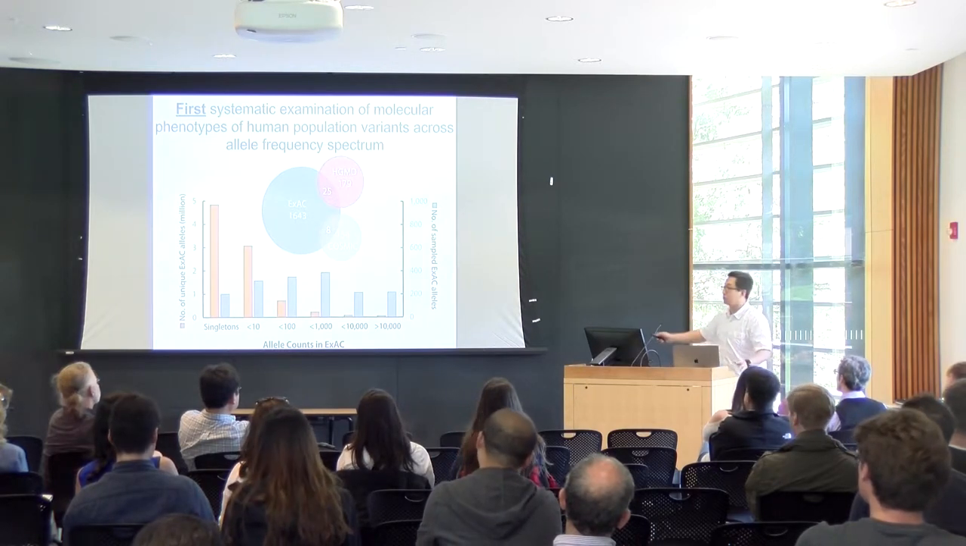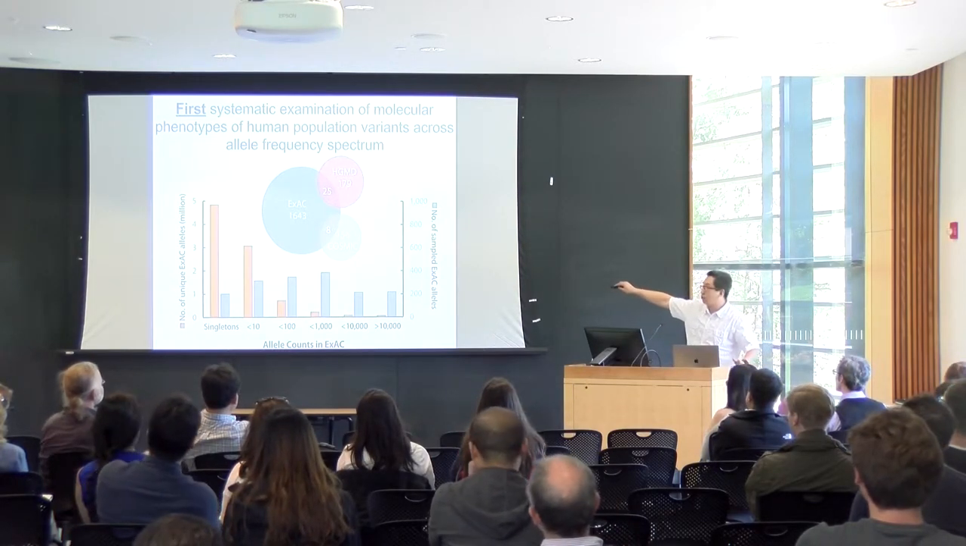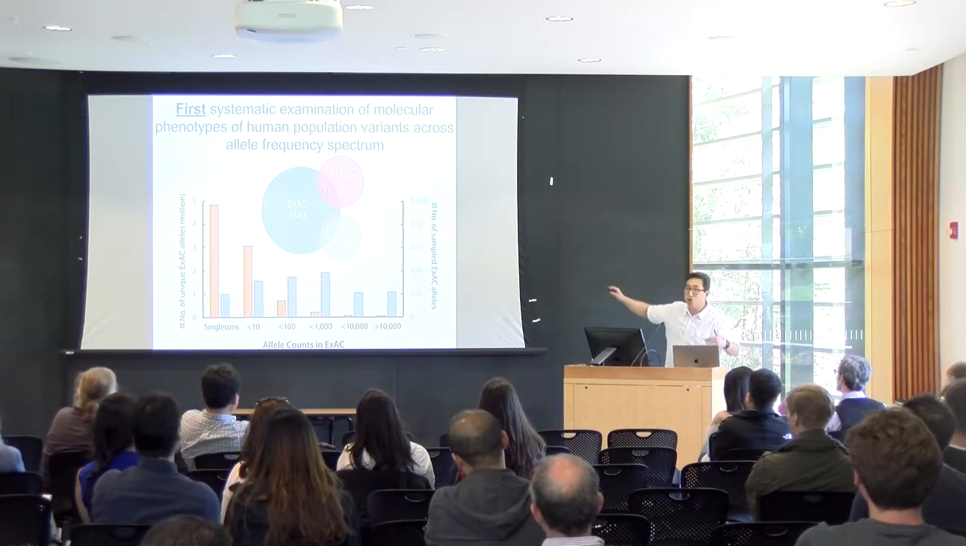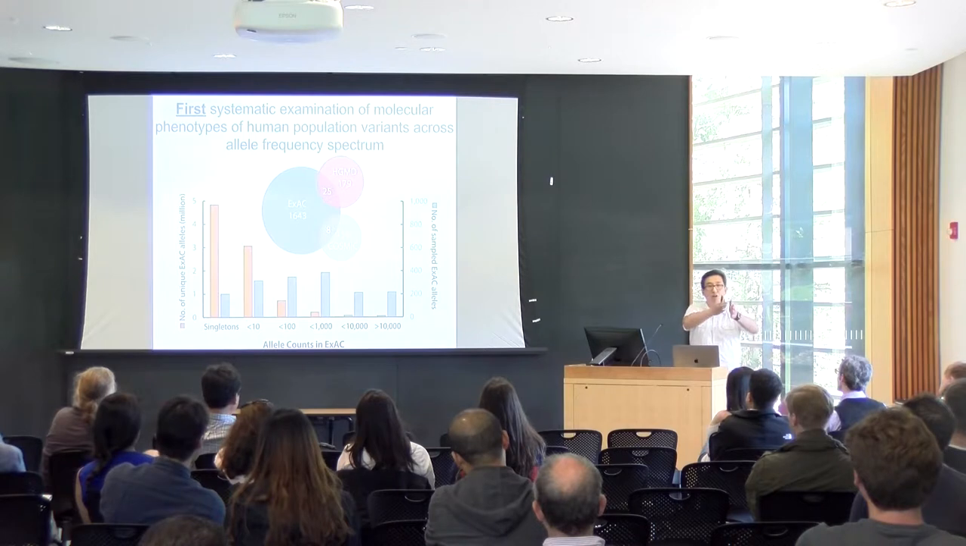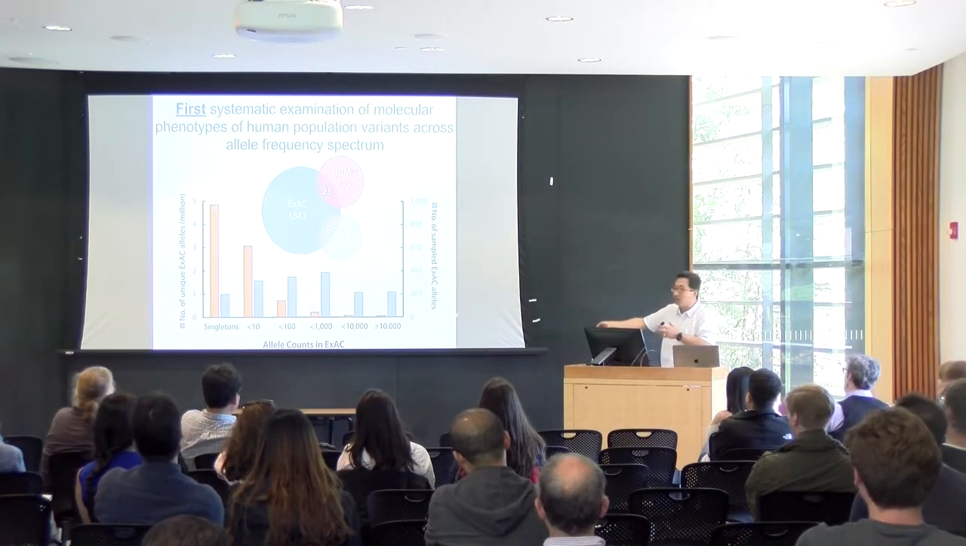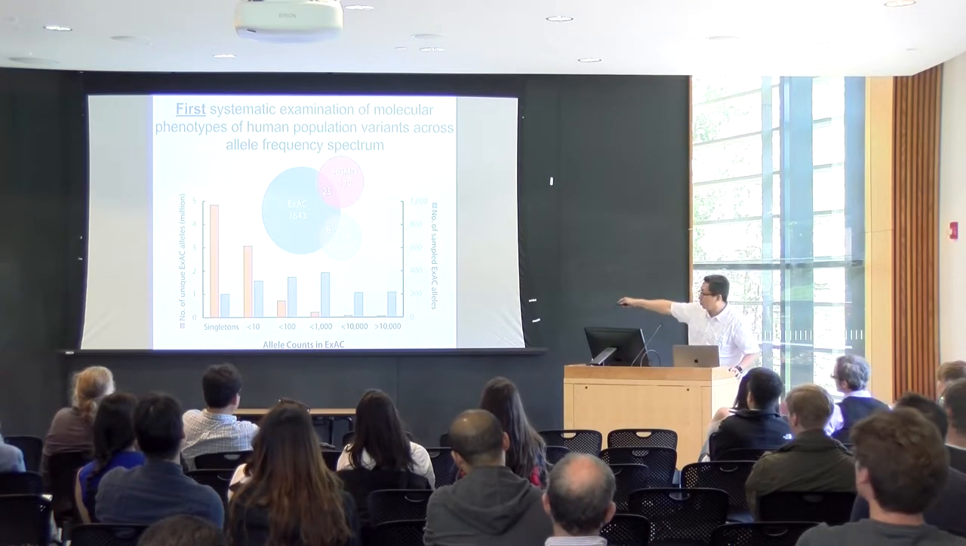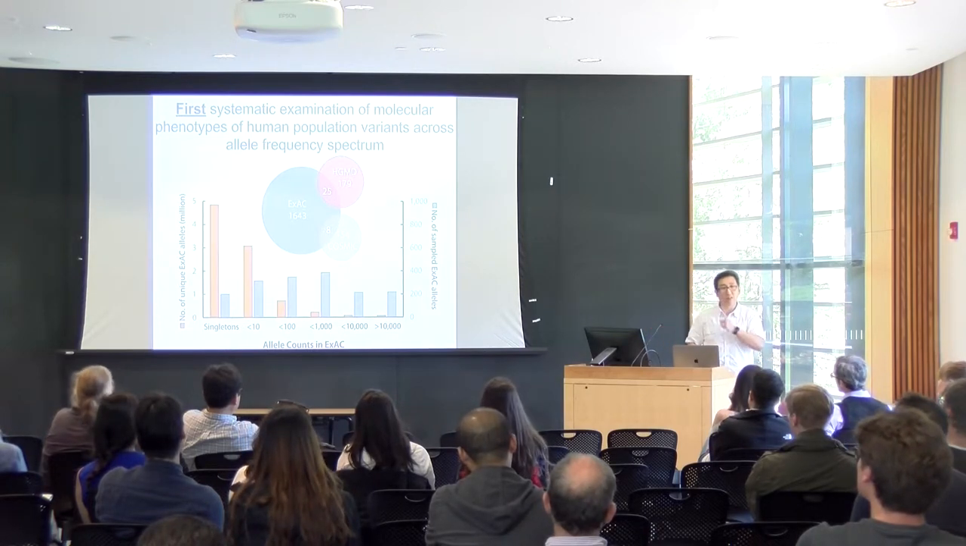So to address this question, we selected about 200 to 300 mutations across different allele frequency bins, minor allele frequency bins, including those super common bins.